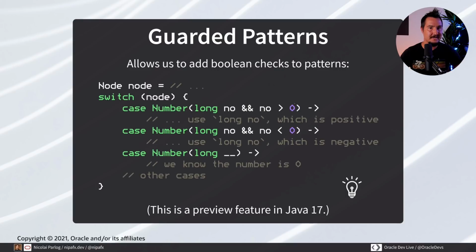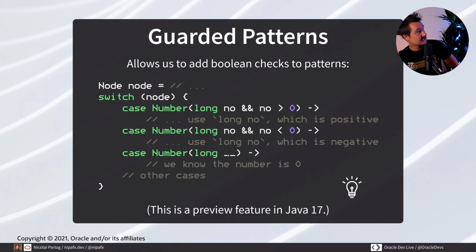A guarded pattern means that you can add Boolean checks. So in this case, I use a deconstruction pattern on the number by accessing the internal state. But then I also apply a guarded pattern which checks is the number larger than 0. So in this branch, I can use the long variable, but I already know that it's positive because it passed this test. And likewise here, is it negative? If we enter this branch, then it was apparently negative. And that also means that down here, I know that the number must be 0. It's not greater than 0, it's not smaller than 0, so it's 0.